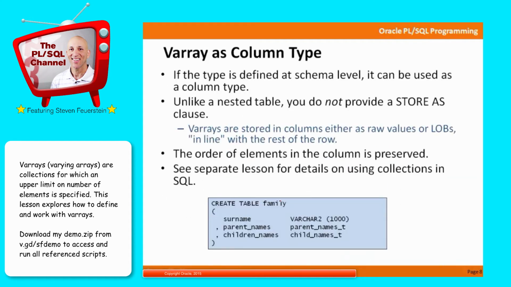I got a little bit ahead of myself. I showed you the example of creating the table, creating a V-array as a column type. So we've seen the example of this already. But as you can see here, if the type is defined at the schema level, it can be used as a column type. Here's an important thing to know about it, though.